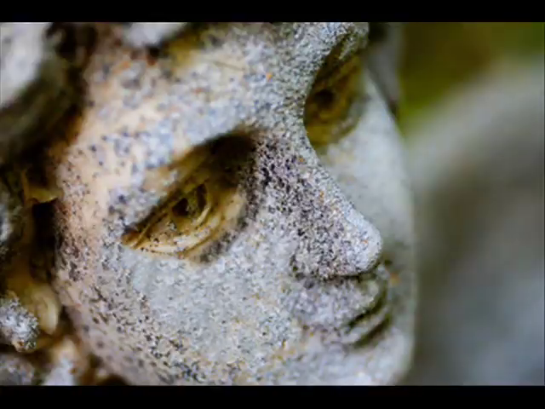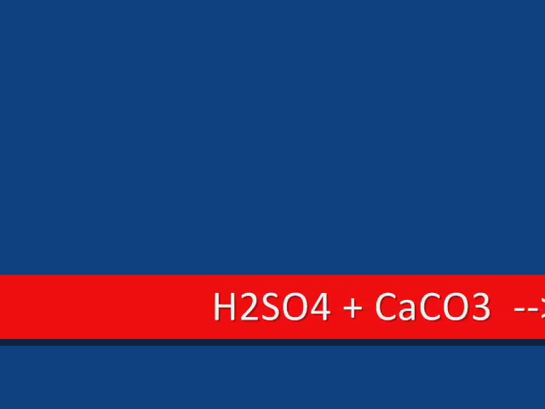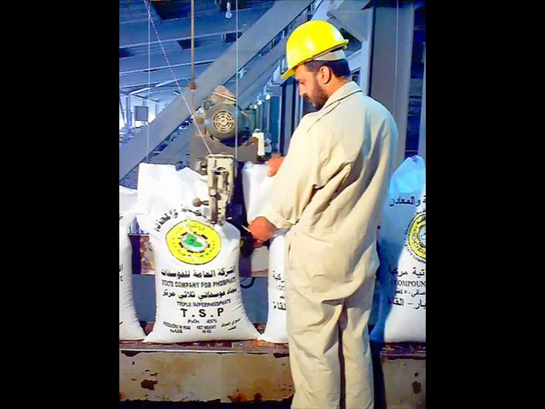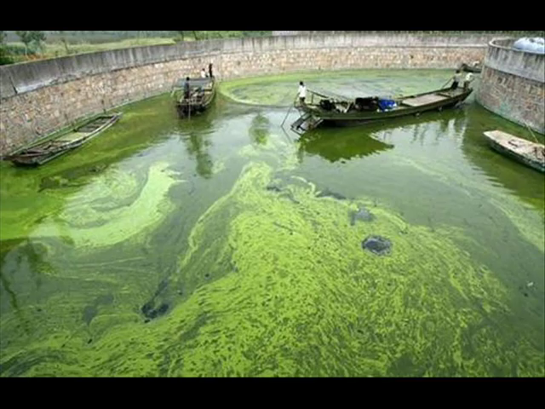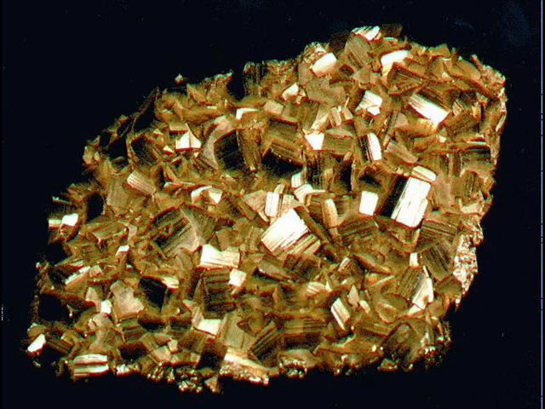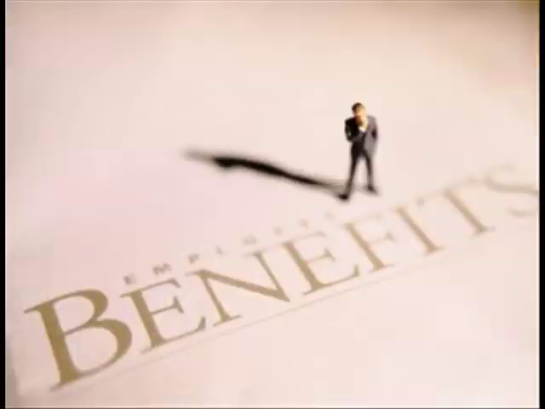Acid rain is also destructive to marble statues. Sulfuric acid reacts with calcium carbonate to produce calcium sulfate, carbon dioxide, and water. In addition, fertilizers that contain sulfuric acid may drain into freshwater lakes and trigger the rapid growth of algae, which will deplete the oxygen levels in the water and kill the surrounding organisms. And finally, burning pyrite ores leave heavy metal particles in the air, which is harmful to the environment.